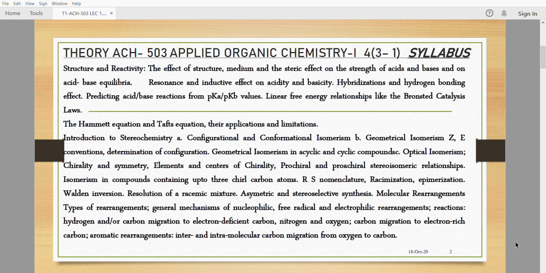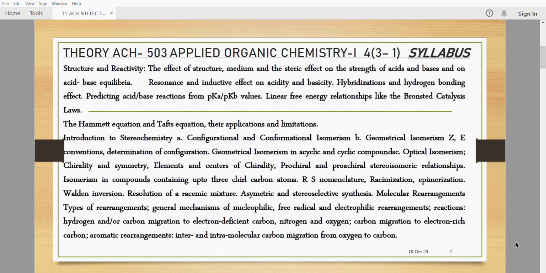Then when there is a racemic mixture, when two stereoisomers are mixed in equal or in different quantities, how will you separate them? How will you purify them? This is known as resolution. Then you will come to another topic, asymmetric and stereoselective synthesis. Then the third and last topic is molecular rearrangements.